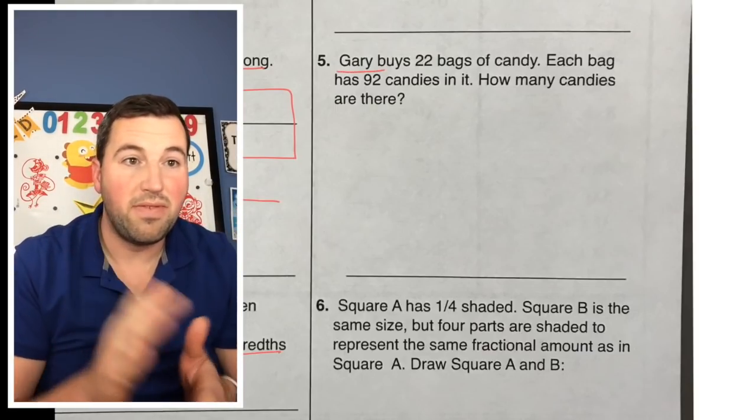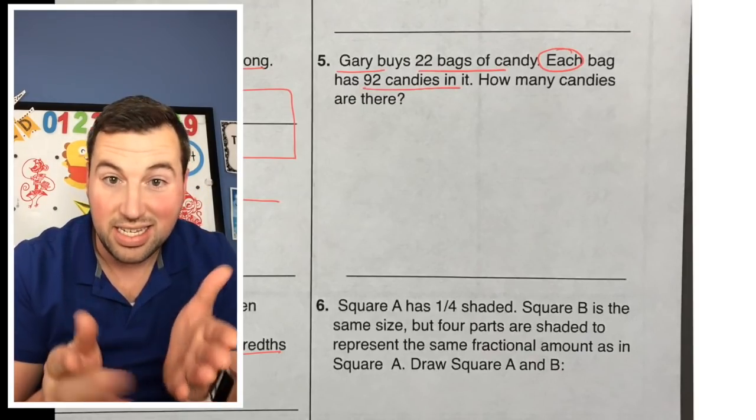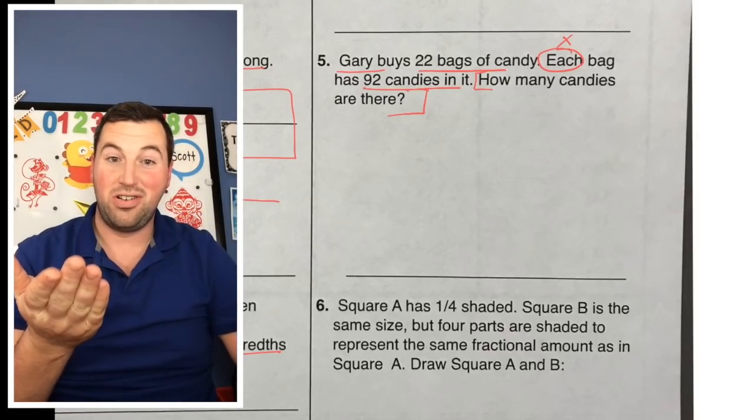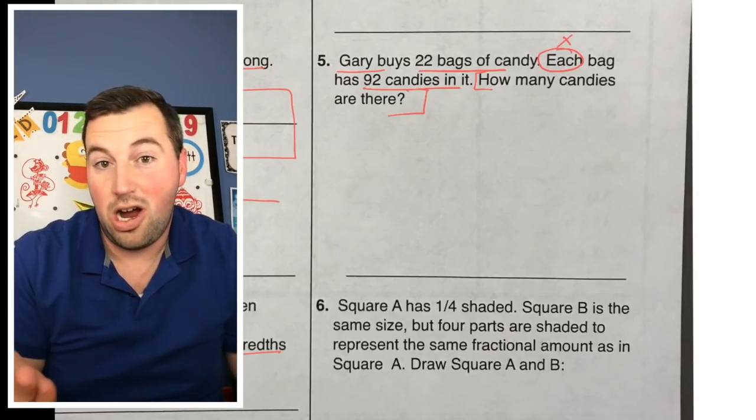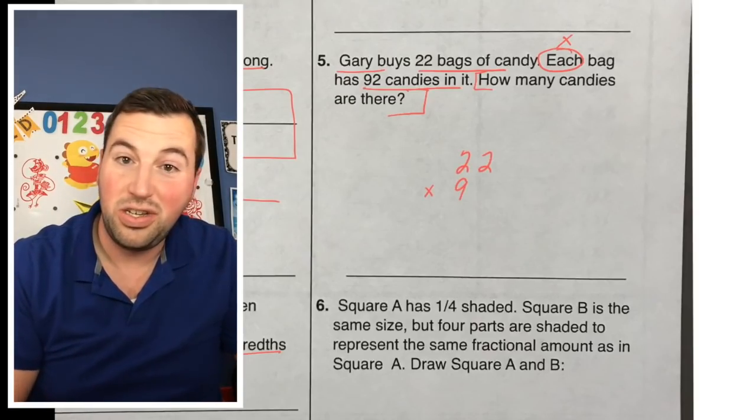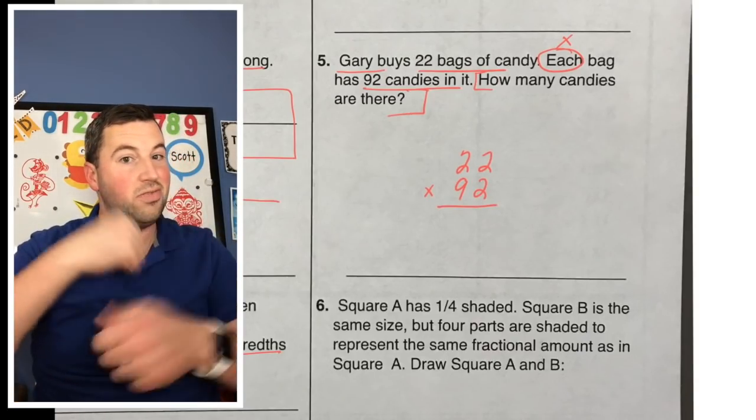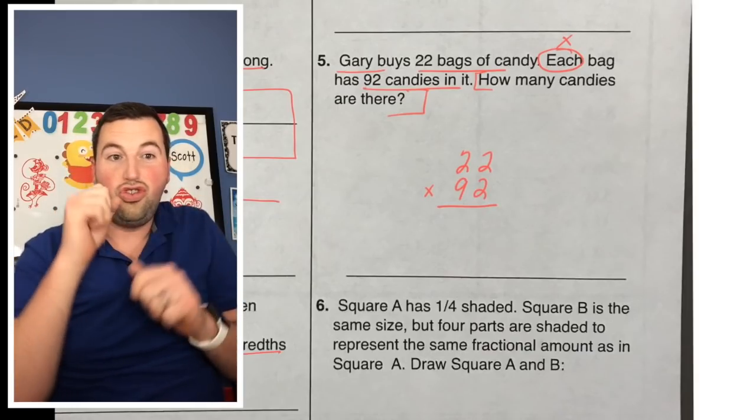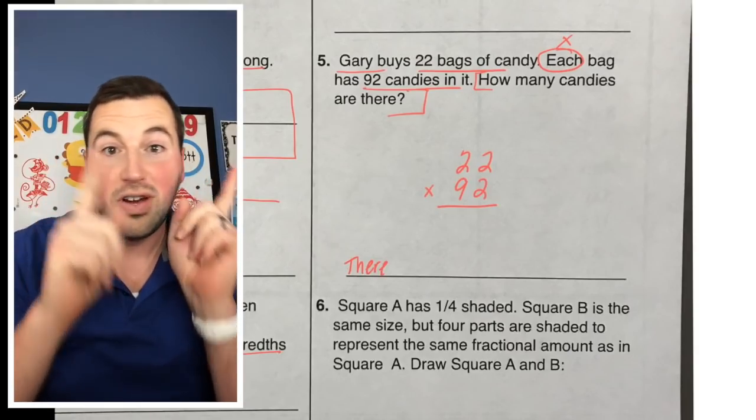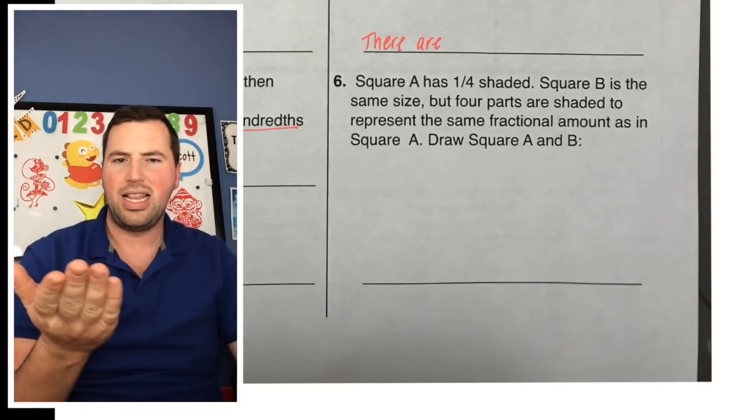All right, so number 5. Gary buys 22 bags of candy. Each bag has 92 candies in it. We know each means times. We don't know the total, so bracket the question, how many candies are there? So 22 bags times 92 candies will tell us how many candies there are. Time to do the disco. And don't forget your complete sentence answer. How many candies are there? There are.